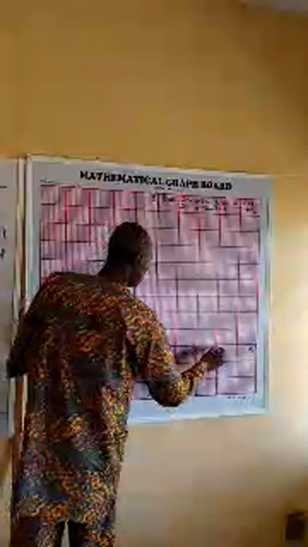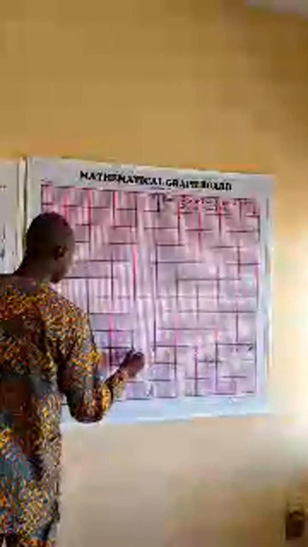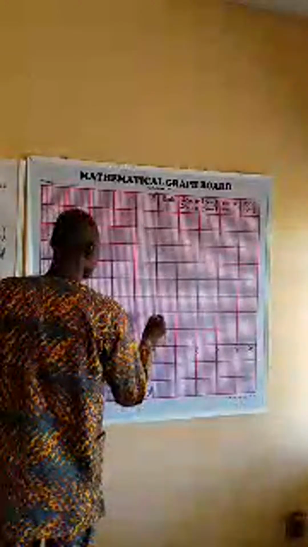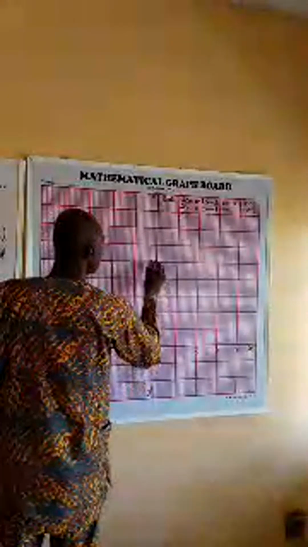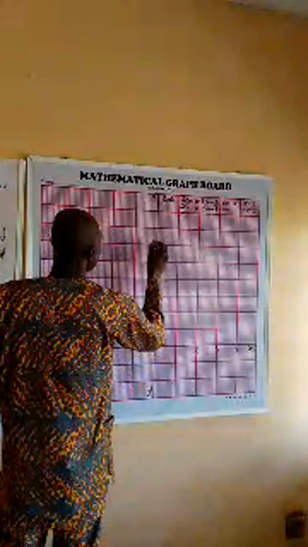Now, so 1, 2, 3, 4. The opposite of 1 is minus 1, minus 2, minus 3, minus 4. And you see on the y-axis, it started with 5. 5, 10, 15, 20, 25, 30. Okay? We have 26.